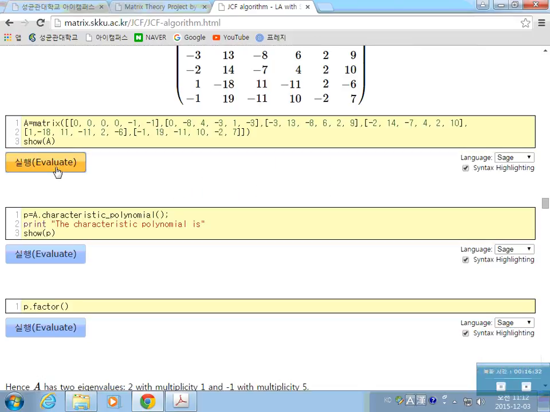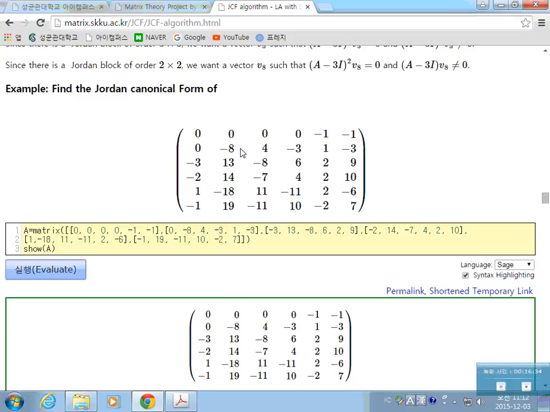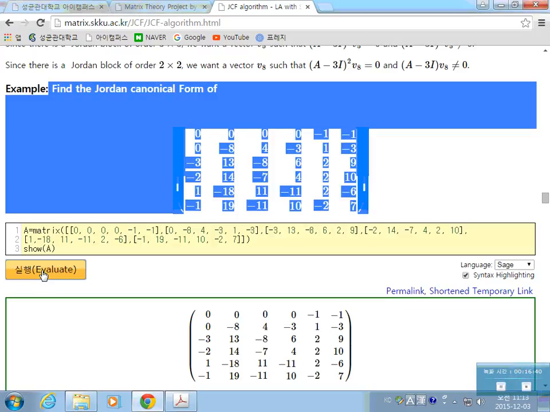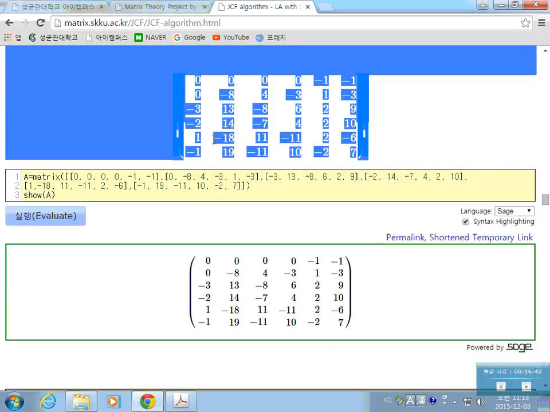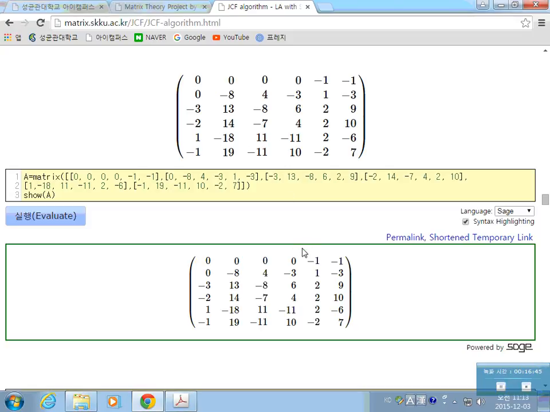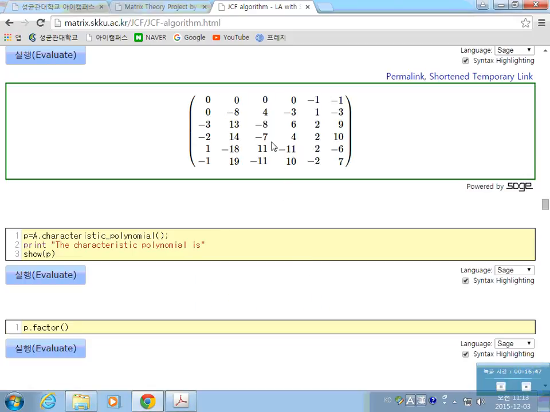Next example. This is a new example of a Jordan canonical form. Find the Jordan canonical form of this matrix. So we define a matrix of size 6 by 6. Find the Jordan canonical form of this, same as what we did.